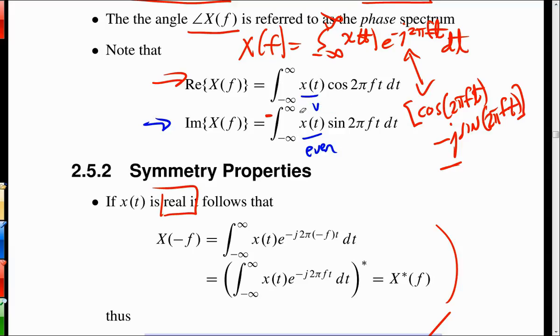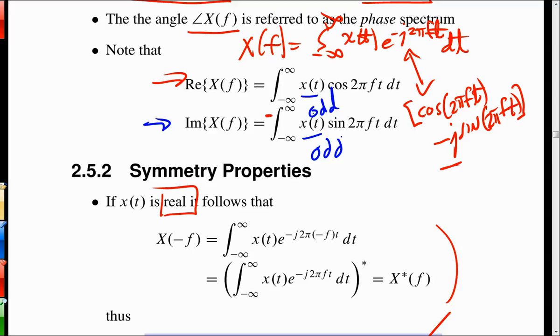Likewise, if x of t is odd, then you have odd times even on the top one, and that is an odd function, so that's 0. And on the bottom integral, for the imaginary part, you have odd times odd, which is even, and that's going to be a number or some value as a function of frequency. So that's why you can say that when x of t is an odd function, the Fourier transform is purely imaginary.